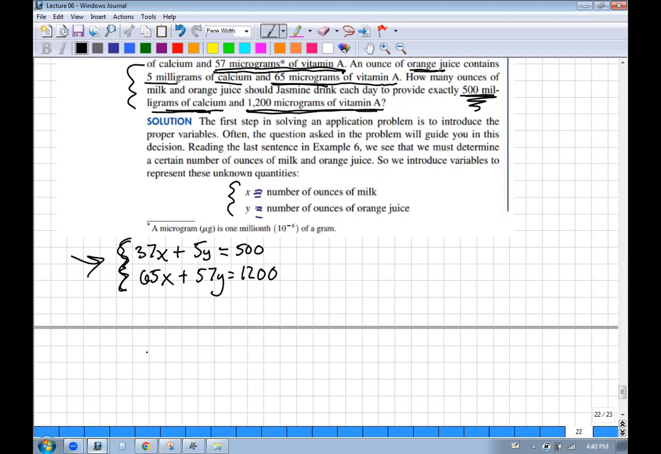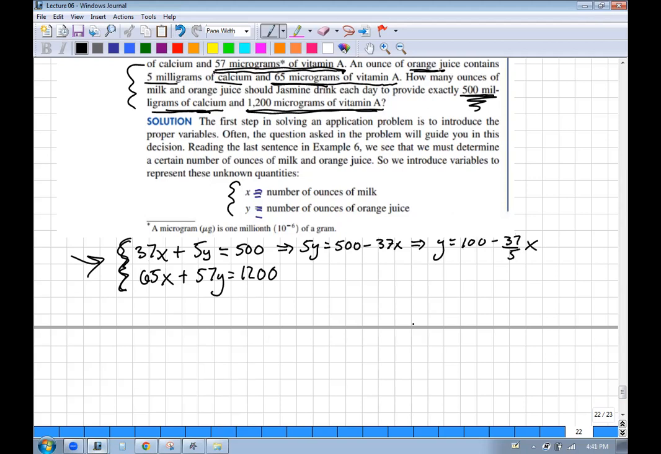Now to solve, we could do it by substitution or by elimination. Now, it's hard for me to multiply 5 times something to get 57 or turn a 37 into a 65. So let's do substitution, right? I would have 5y equals 500 minus 37x, or y equals dividing everything by 5.